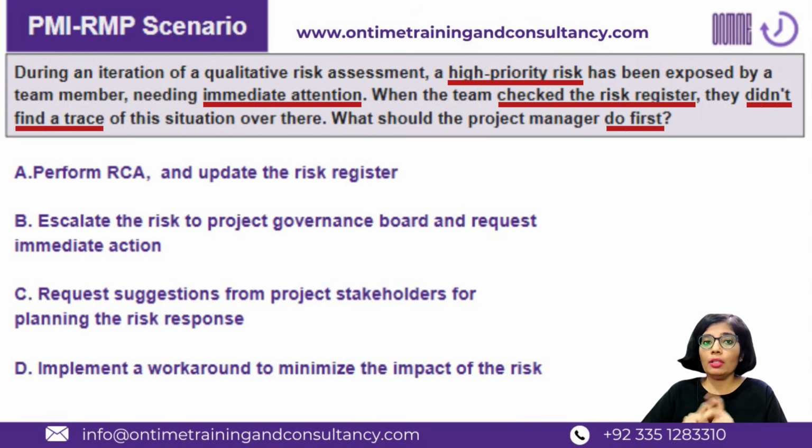A, perform RCA, root cause analysis, and update the risk register. B, escalate the risk to project governance board and request immediate action. C, request suggestions from project stakeholders for planning risk response. And D, implement a workaround to minimize the impact of the risk.